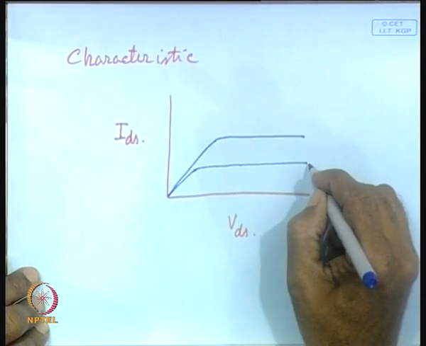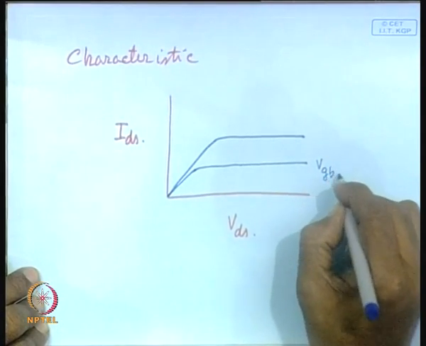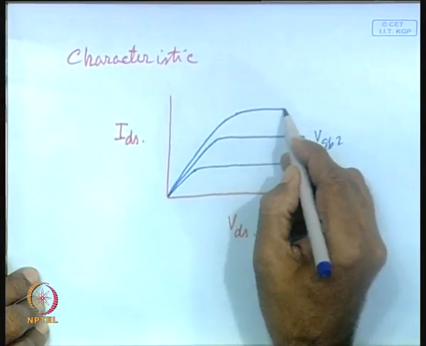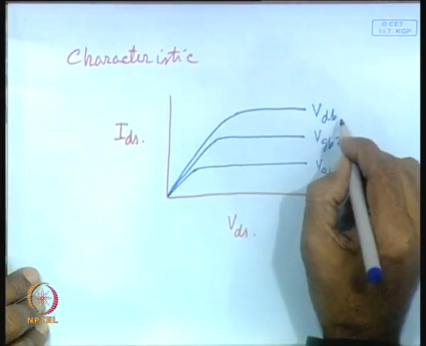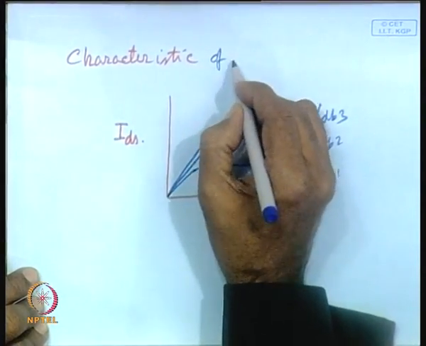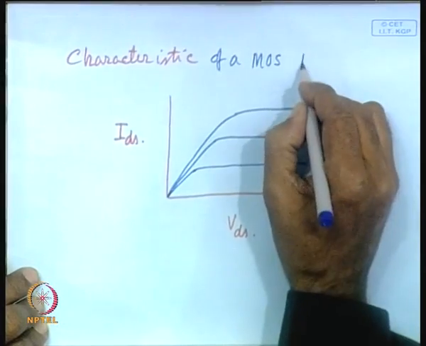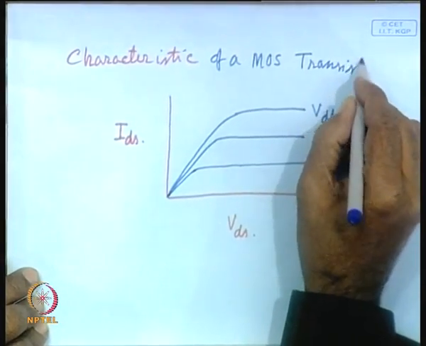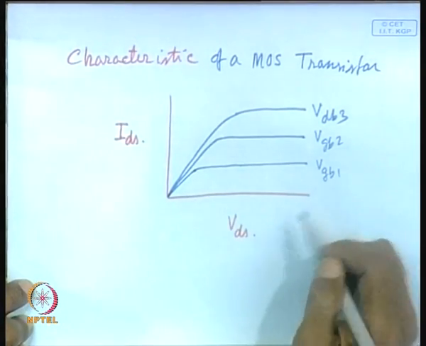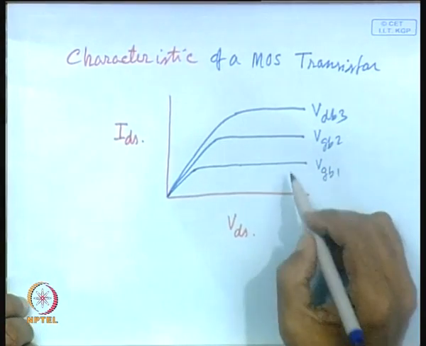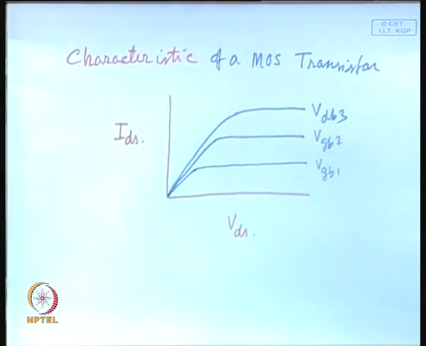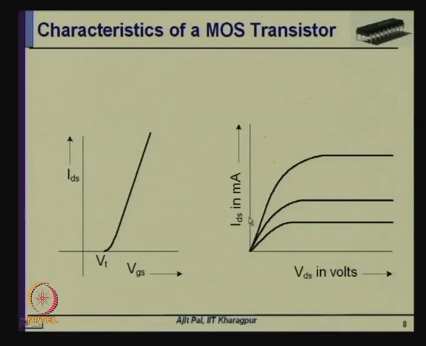So, this is for a particular gate voltage, say VGB1, this is VGB2, and you can increase it further and you will get a curve like this, VGB3. So, we can see we have been able to draw the characteristic of a MOS transistor without deriving any mathematical expression. Simply based on the fluid model, we have been able to express the operation of a MOS transistor and how current can flow in it, and later on we shall see how it actually happens, and derive the mathematical expression for this.